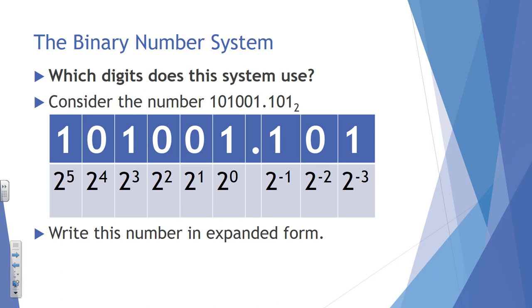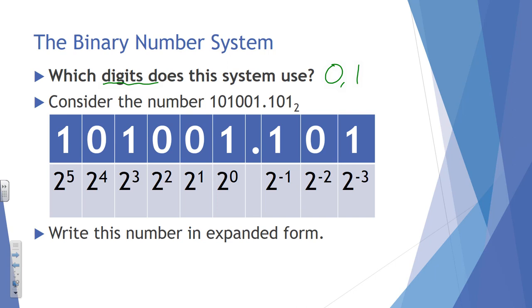Okay, so let's see how that concept transfers to a binary system. As you probably know, the binary system is a little bit simpler. It only uses 2 digits. We still have to have a digit for 0, and we have to have a non-zero digit, which is 1, and there are our 2 digits in the binary system. So all of our digits are 1s or 0s. So consider the number 101,001.101. No longer do these digits represent powers of 10, they now represent powers of 2.